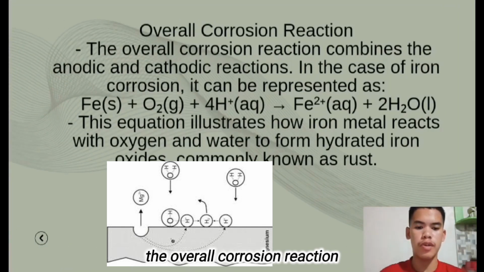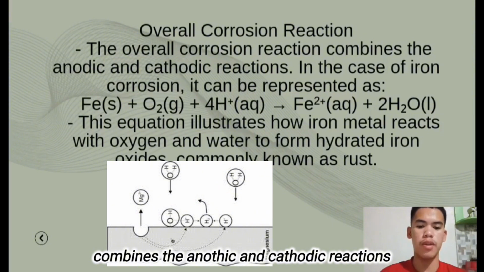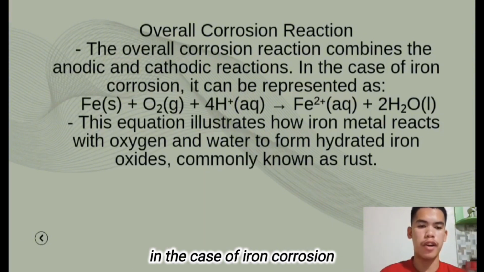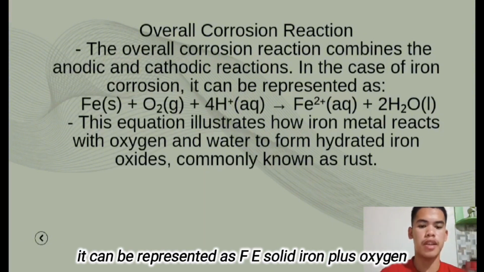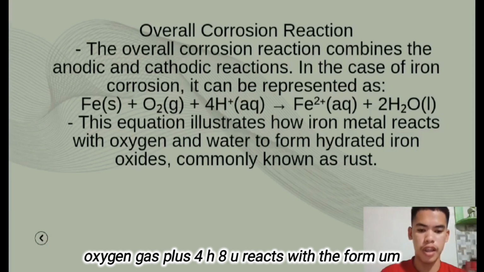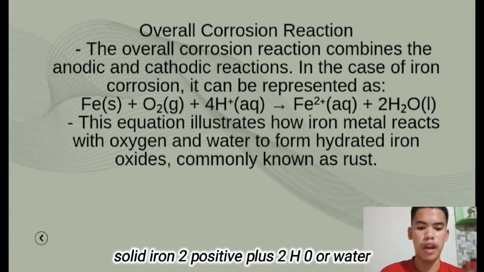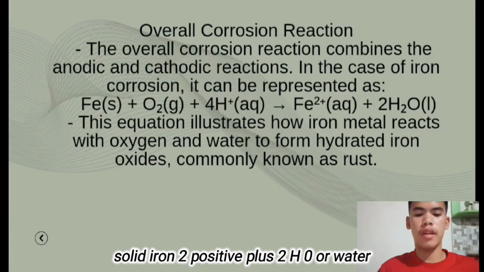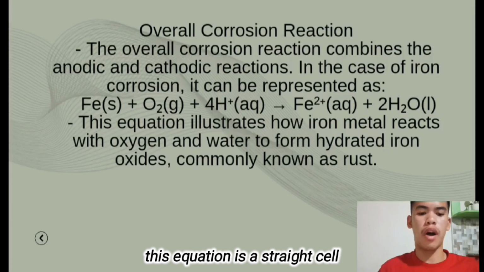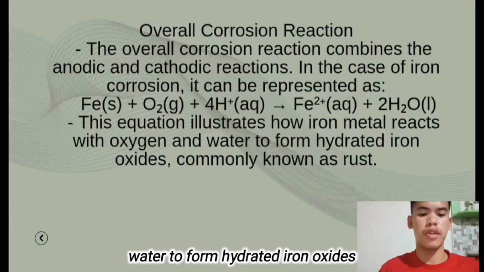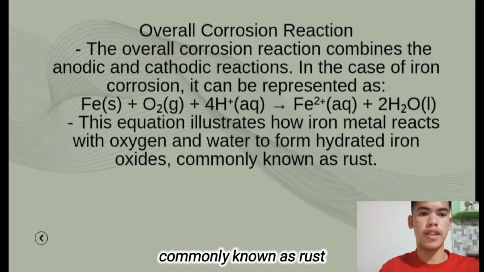The overall corrosion reaction combines the anodic and cathodic reactions. In the case of iron corrosion, it can be represented as Fe (solid iron) + O2 (oxygen gas) + 4H+(aq) reacts to form Fe2+ (solid iron) + 2H2O, or water. This equation illustrates how iron metal reacts with oxygen and water to form hydrated iron oxides, commonly known as rust.